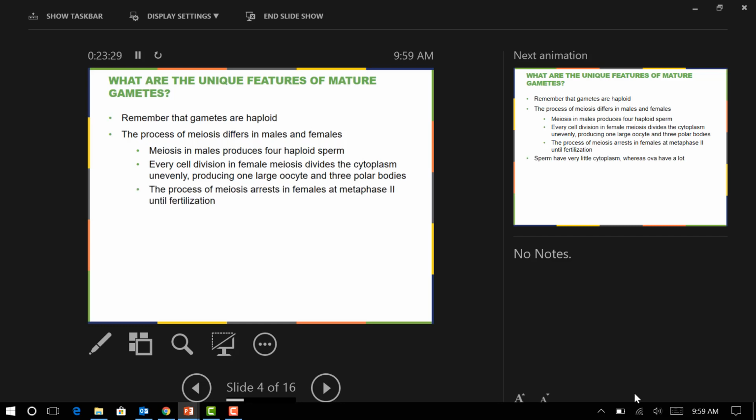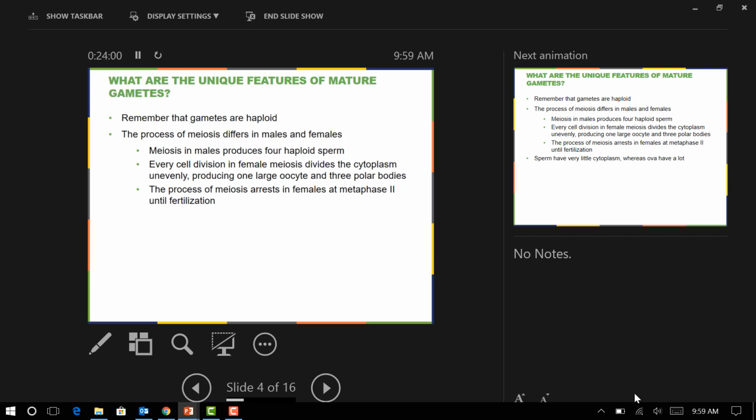Another difference is that the process of meiosis in females stops. It doesn't complete. The process in males is constantly happening to generate more and more sperm. In females, the process stops during meiosis 2, specifically at the point at which the chromosomes line up, which is called metaphase. So it stops in metaphase 2 and doesn't finish until fertilization. So the ovum is never fully mature until it is fertilized.